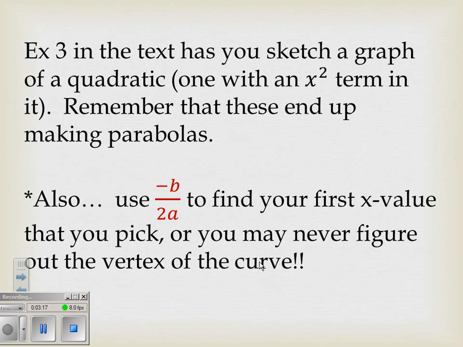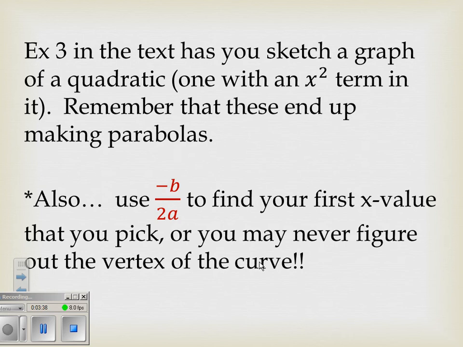Now, example 3 in the text has you sketch a graph of a quadratic equation. Those are the ones that have the x squared term in it. Remember that these are going to end up making parabolas. So if you look at the end graph that they have for us on page 72 underneath the table of values, you can see that it does in fact form a parabola.